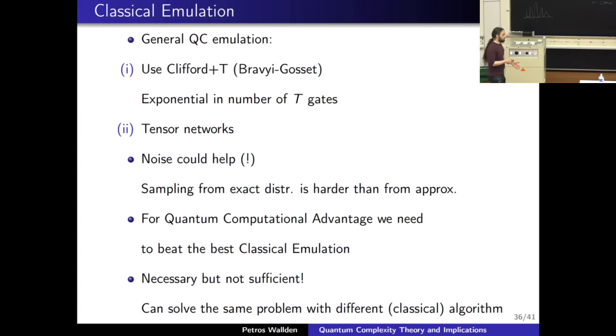Because one can try to solve the same problem with a completely classical algorithm that doesn't even mimic your quantum algorithm. So when you say that you have a quantum advantage, you shouldn't benchmark against classical approaches to mimicking your quantum algorithm or similar approaches. You should benchmark against any possible classical algorithm, and this is a hard thing to do.